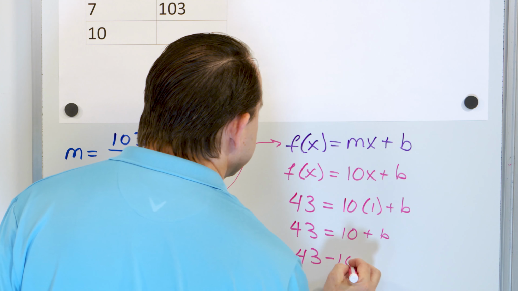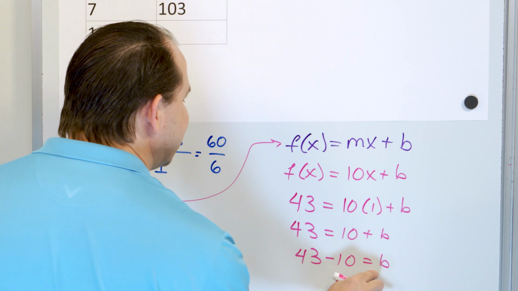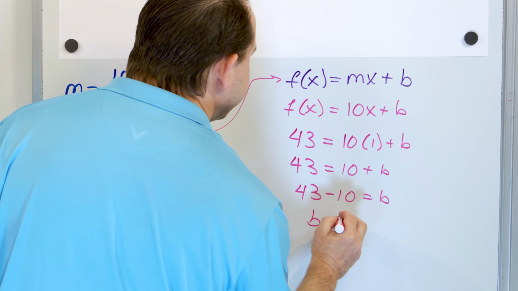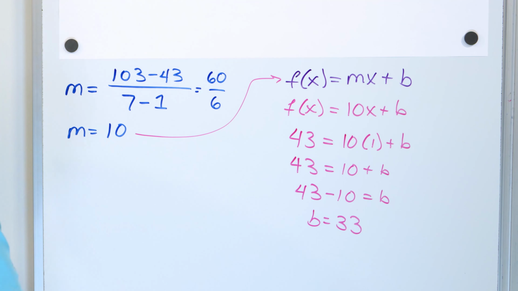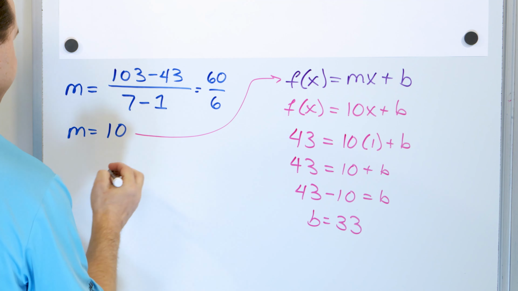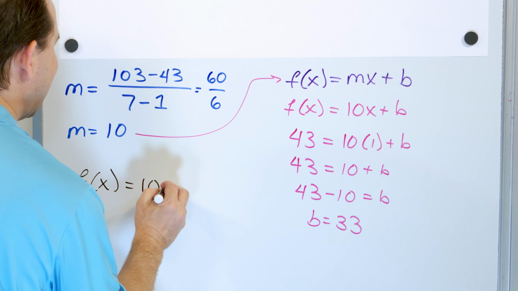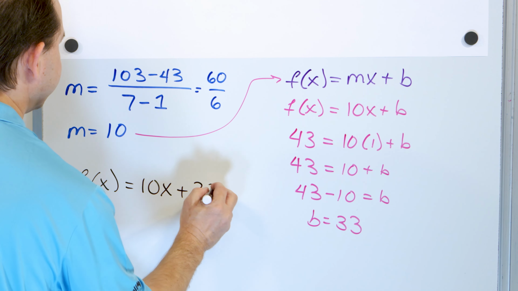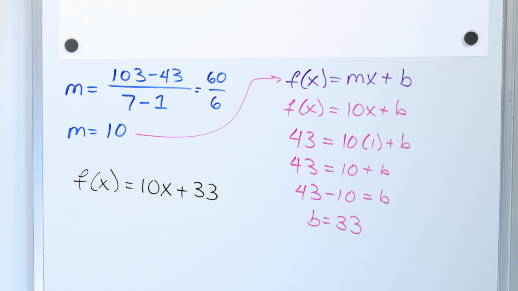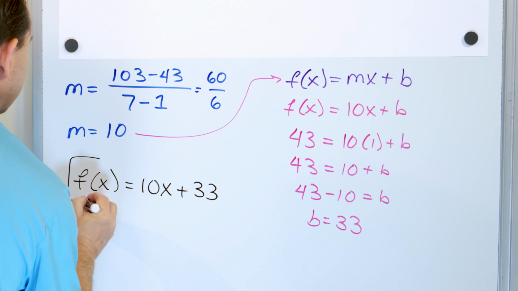43 minus 10 is equal to b. Because we subtract 10, it disappears here. b is 33. The y-intercept you figured out is 33. So then we put it all together. The function f of x is 10 times x plus b, which is 33. So 10x plus 33. So that's kind of like part of the answer.